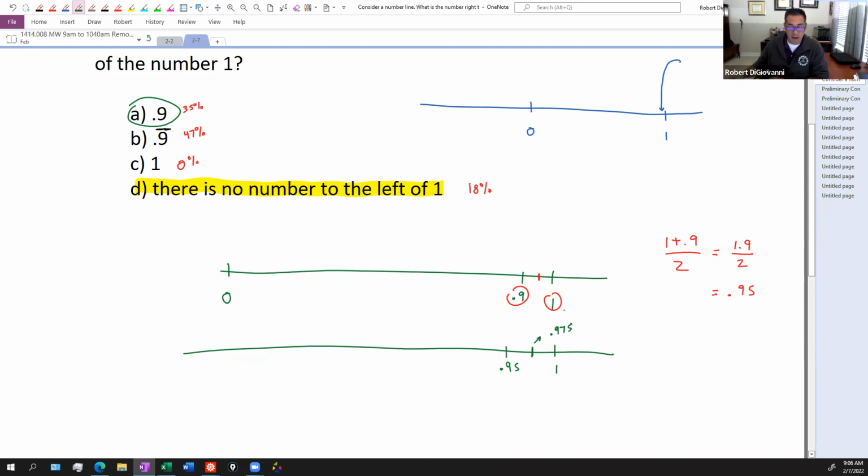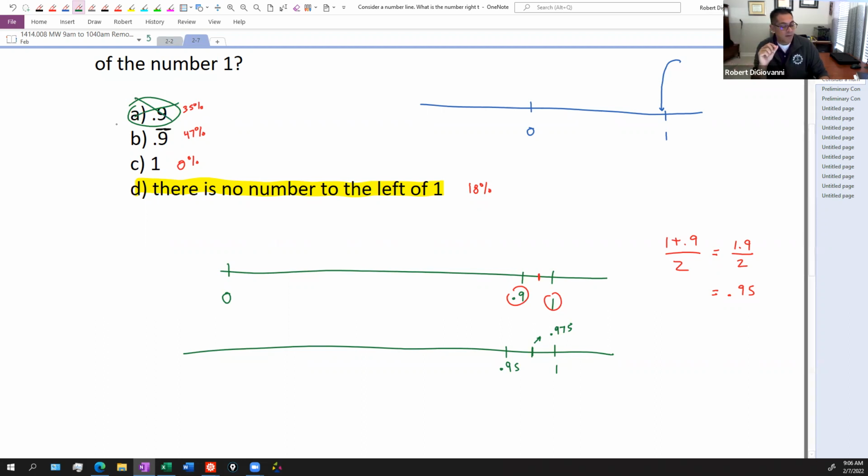And here's the thing. I could continue to do this forever, and I'm never going to run out of numbers right in the middle. I'm always going to be able to find a number between the two, no matter how close you get. All right. So is everyone convinced it's not A? Right, because I can find a number closer.